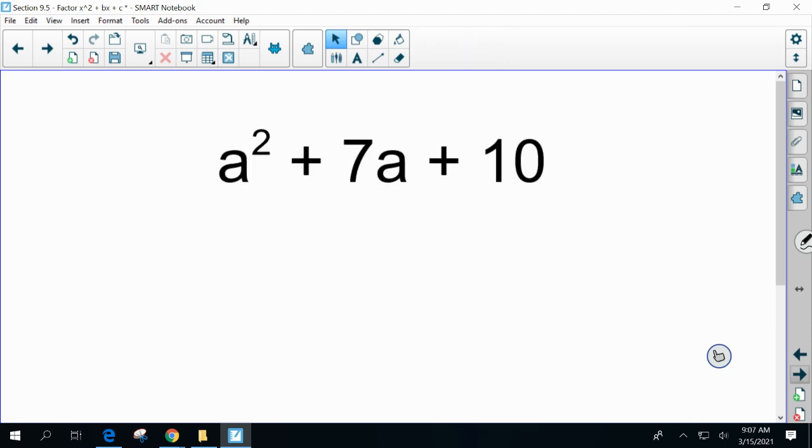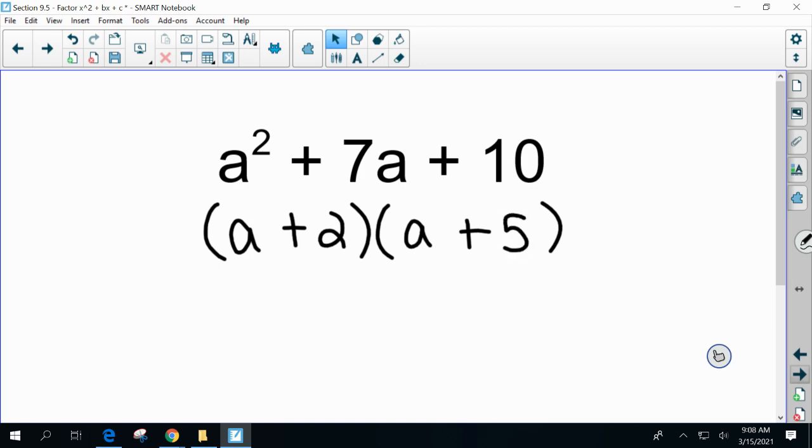Okay, next one. So here we don't have an x, but it's still the same process. So plus plus, I put plus plus in my parentheses. I split apart my a's, so I'm going to have a and a. And then I'm looking at factors of 10 that are going to add to be 7. 2 and 5, or 5 and 2. So again, they're both plus plus, so I could put either 5, 2 or 2, 5, and it doesn't matter which way.